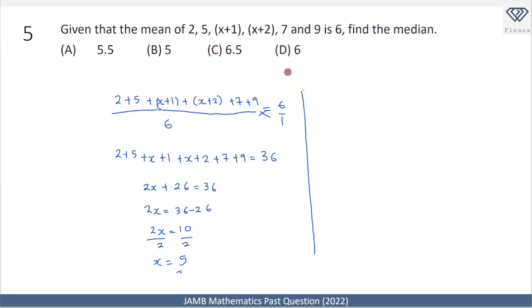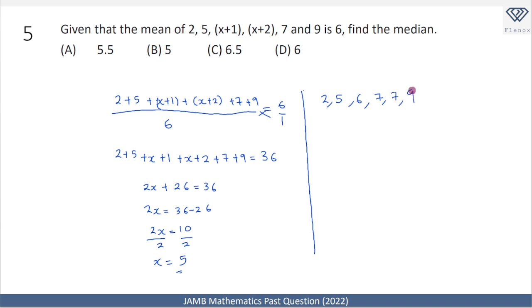So the first number is going to be 2, then we have 5, then we have x plus 5, and we find x to be 1. So 5 plus 1 is going to give me 6. Now the next number is x plus 2, and we find x to be 5. So 5 plus 2 is going to be 7. Then we know 7 and 9.